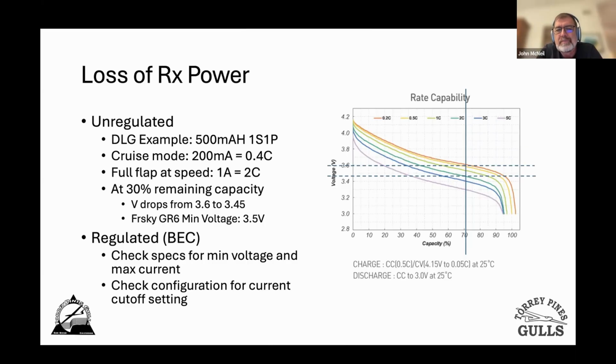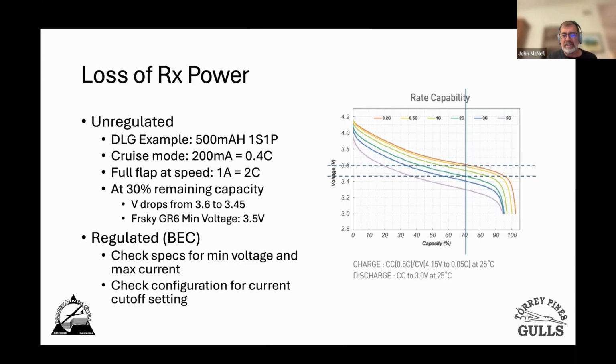So many of you have experienced this. I know I've experienced this. If I set my alarm to 3.6 and then I'm at the end of a heat and I've skied out and I'm so stoked and I decide to dive like a madman and pull flaps and suddenly my battery alarm goes off, this is what's happening.